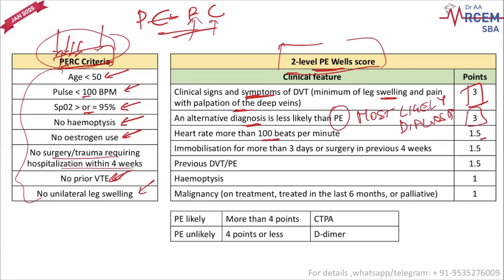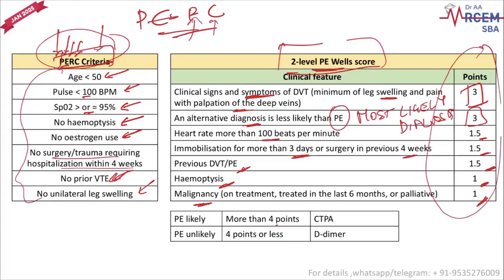Tachycardia, heart rate more than 100, gets 1.5. Any immobilization or major surgery in the last 4 weeks, 1.5. Any previous history of DVT or PE, that is venous thromboembolism, 1.5. Any blood in the cough, then you get 1 point. An active malignancy, on treatment or on palliative care in the last 6 months, gets another 1 point. You add up all this score.